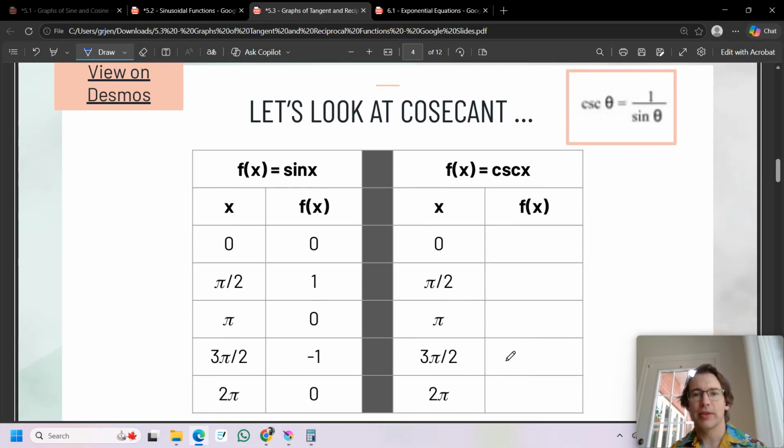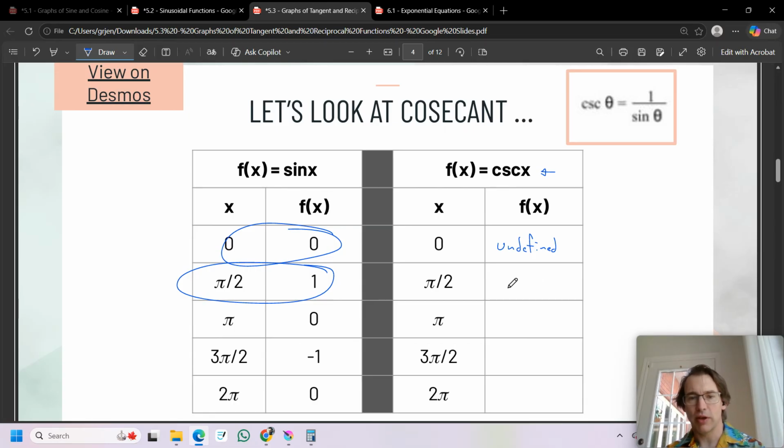Looking at cosecant, we get a pretty clear picture here. There's sine, we already talked about that. This is where f of x is undefined for cosecant of x. But if we look at pi on 2, that's where sine is at its maximum. Cosecant of x is at a kind of local minimum here, because 1 over 1 is just a fancy way of saying 1.